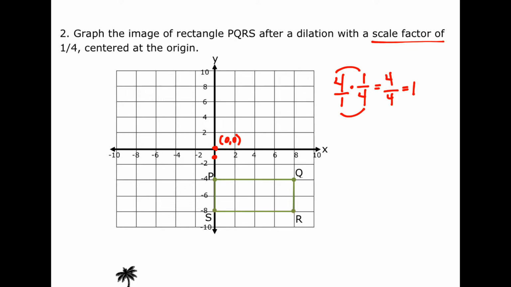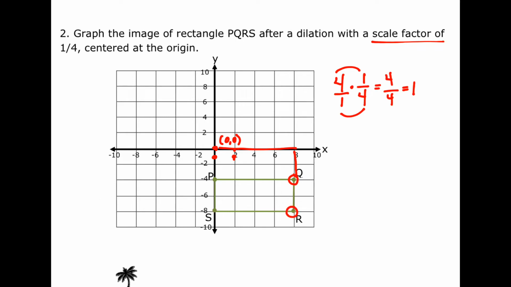Now let's do Q. Q goes over 8 and down 4. 1/4 of 8 is 2, so I'm going to go over 2, and 1/4 of 4 we already found is 1, so I'm going to go down 1 this time. I'm cutting both of those distances by 1/4.